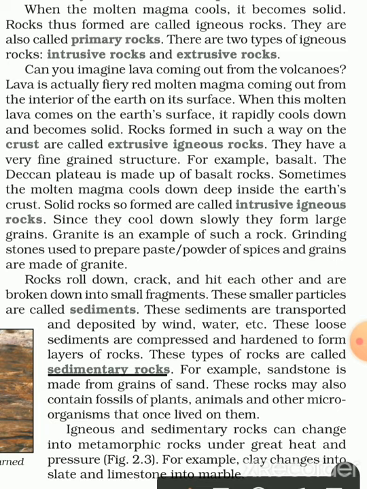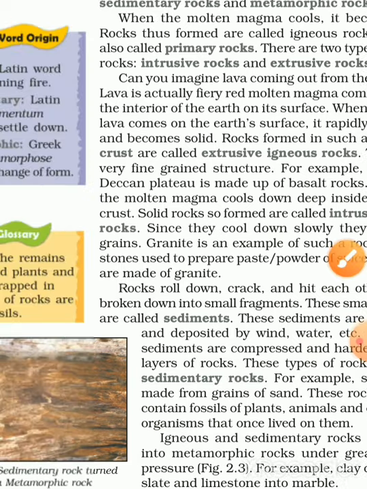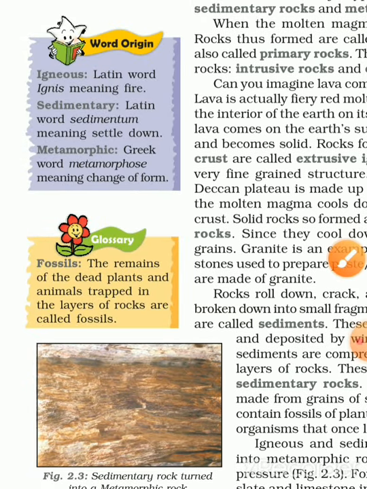For example, sandstone is made from grains of sand. These rocks may also contain fossils of plants, animals, and other microorganisms that once lived on them. What is meant by fossils? The remains of dead plants and animals trapped in the layers of rocks are called fossils.